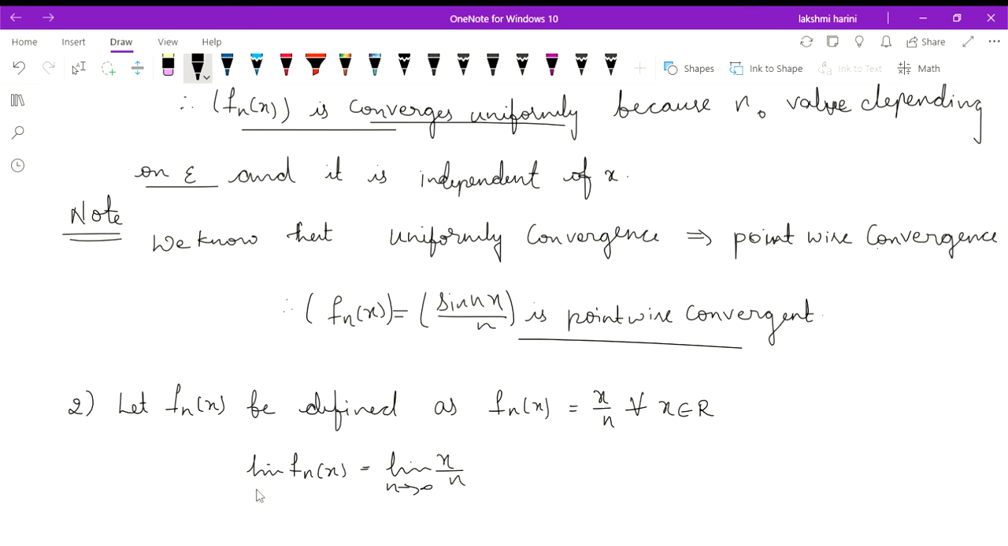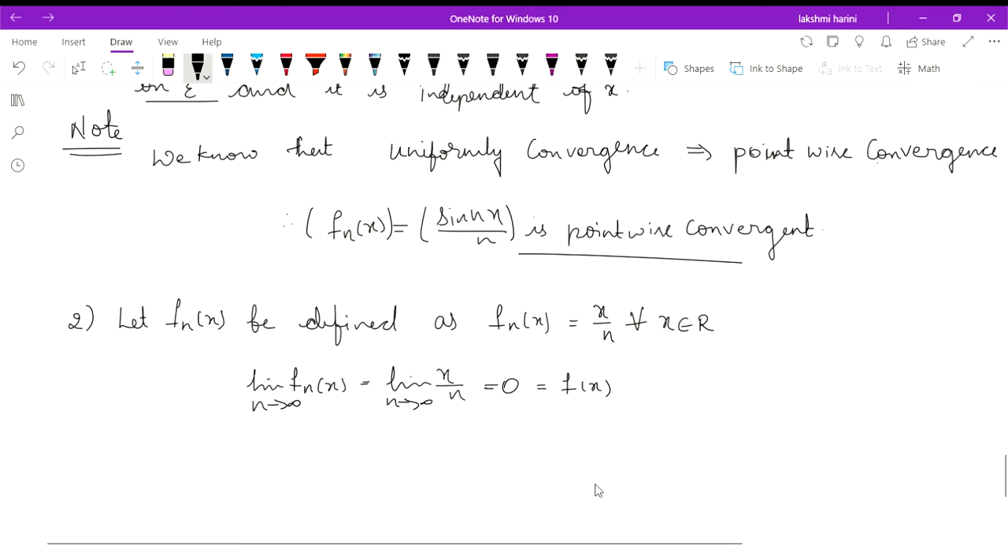Okay, so as n tends to infinity, 1 by n will be equal to 0. Therefore this is equal to 0. This is equal to f of x. Okay, therefore this is equal to f of x. So now we have to consider, by the definition of uniform convergent, mod fn of x minus f of x.